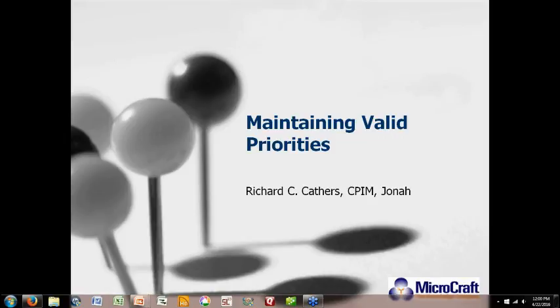We're going to be talking about, in an MRP environment, maintaining valid priorities. MRP is meant to be a dynamic process. It consists of activities that are designed to maintain valid priorities and due dates for required materials, whether they be raw materials, components, purchased items, subassemblies, or finished goods. MRP is structured to keep those ever-changing priorities and due dates in sync with each other. So let's take a look at what we're going to go over today.